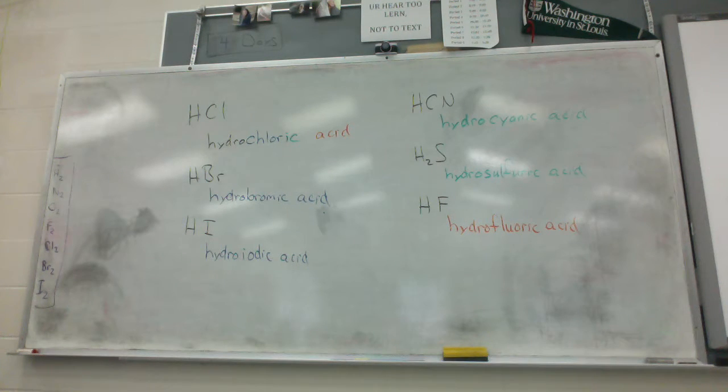These are actually easier because you don't have to use the prefix hydro. All you do is, if the name of the ion ends in ITE, you change it to OUS and write the word acid. So for example, chlorite becomes chlorous acid. Chlorate becomes chloric acid. That's not hard, is it? And that's it. We're done with acids.